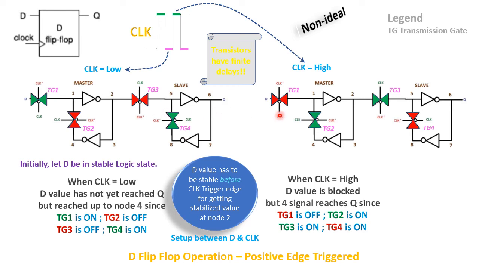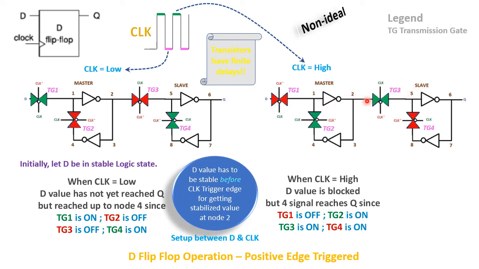Okay, so that will be the setup time. And one more thing: after the clock triggering edge has happened, it doesn't mean that you can change the D because the transmission gate is blocked. No, because we are considering the non-ideal nature of the transistors, so this transmission gate has finite delay, and this transmission gate also has finite delay. So there is a small iota of time when these two transmission gates will both be on and the data at the D port can go all the way up to node 5.